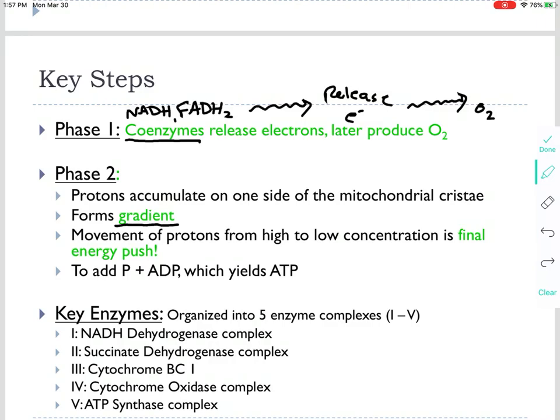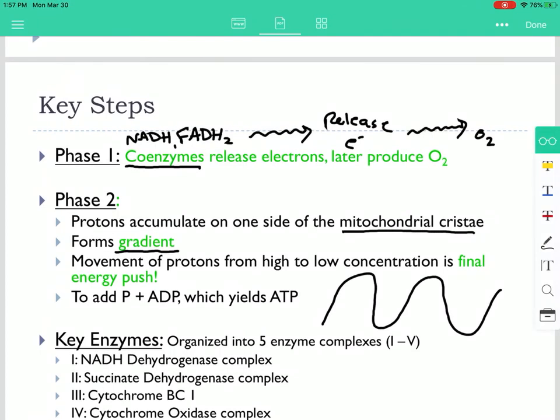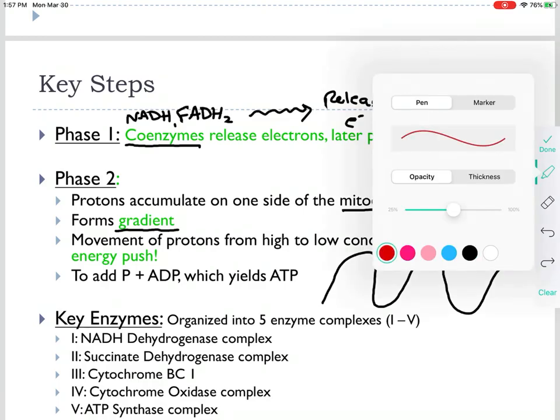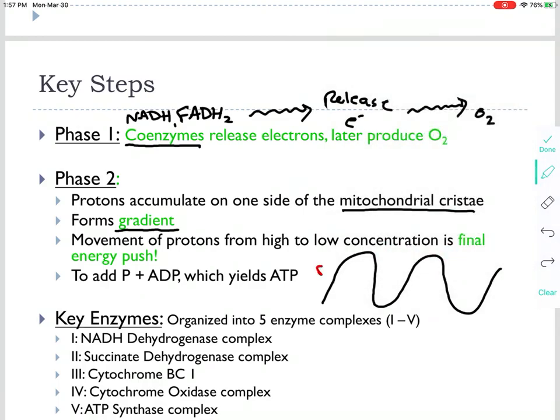So what's going to happen in phase 2 is we have a buildup of stuff on one side. It's technically protons, but I don't want to get that specific. We have a buildup of stuff on one side, and that forms a gradient. And by the way, one side of what? The mitochondrial cristae. So now we're operating along the cristae. That's why it's beneficial to have the cristae here. Let me go to red now. We have a bunch of things accumulate on one side of the cristae.